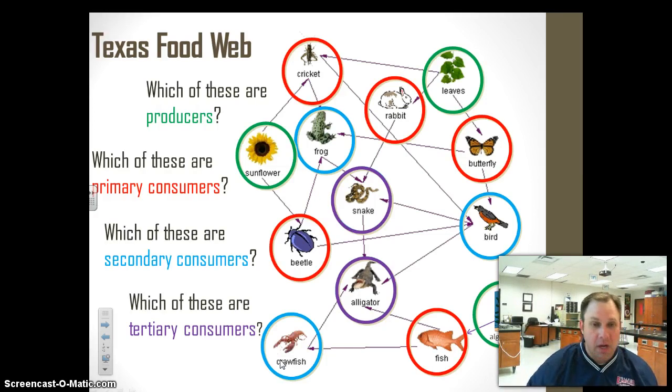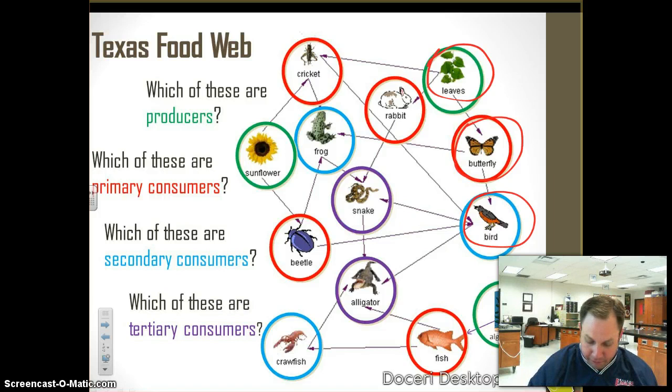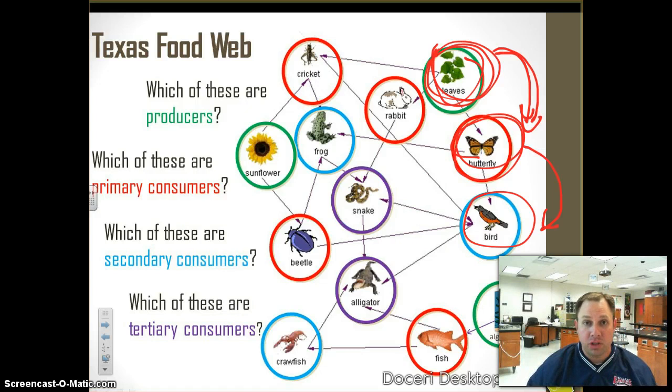Here in this example we talked about this being a food web, which is simply a combination of several food chains. For example, I've got this food chain right here that starts with these leaves, the producer, and then I've got the butterfly being the primary consumer and the bird being the secondary consumer. We know that the butterfly eats the leaves because that arrow is going from the leaves to the butterfly. All of the energy in those leaves goes to the butterfly whenever that butterfly eats it, and then all of the energy in the butterfly goes to the bird when that bird eats that butterfly. It's a transfer of energy.